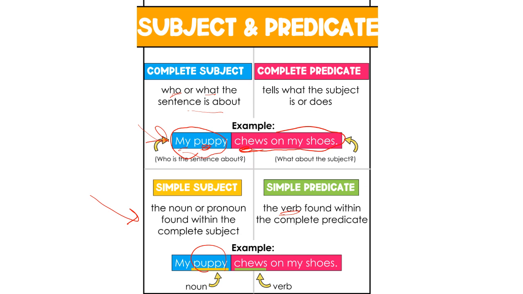The complete subject is going to be the subject and what comes with it. So the simple subject is puppy, and both of them together, my puppy, is the complete subject. For the predicate, if it's simple, we always look for the verb, so it's going to be chews here. Okay? If we need it complete, it's going to be the verb and what comes with it: chews on my shoes.